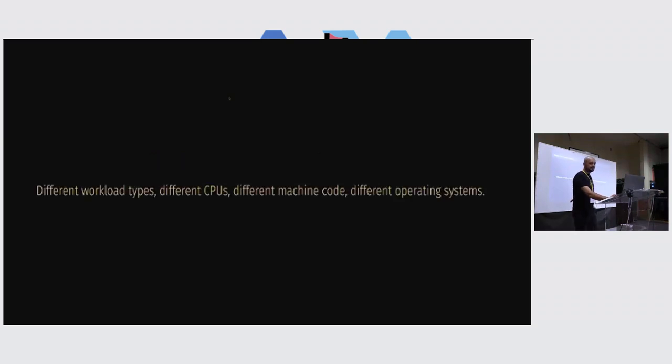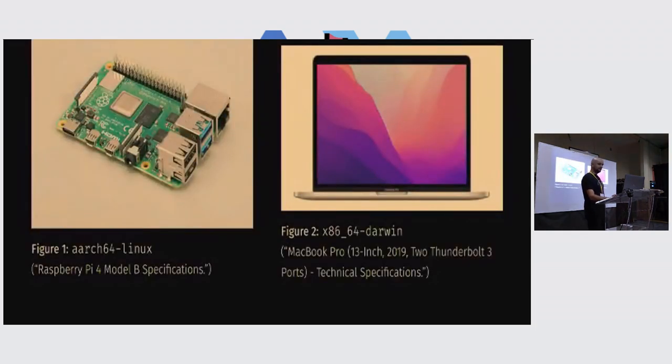And the reason we have cross-compilation is that people can't seem to agree on stuff, and so we have different types of workloads. Maybe you want to optimize for performance, maybe you want to optimize for power efficiency, maybe you want to optimize for freedom. And these are all the kind of trade-offs that you have when you are designing a CPU or when you are designing an operating system. And so, for example, here we have two common cases.